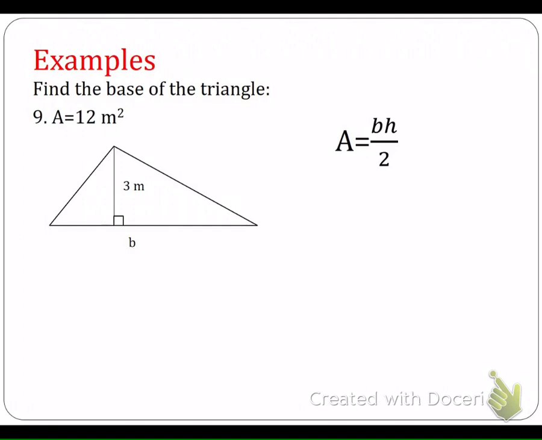B. H. Oh, H. Yeah, you can't be looking for both B and H. You'll never find them. You need to put 3 in for the height. B stays B. And then divide that whole thing by 2.